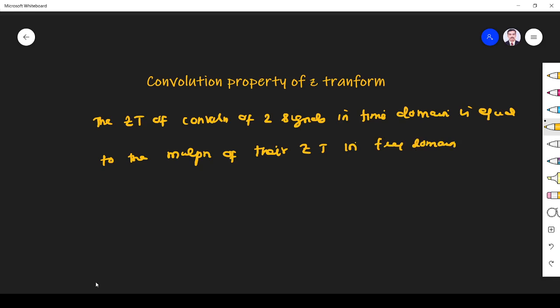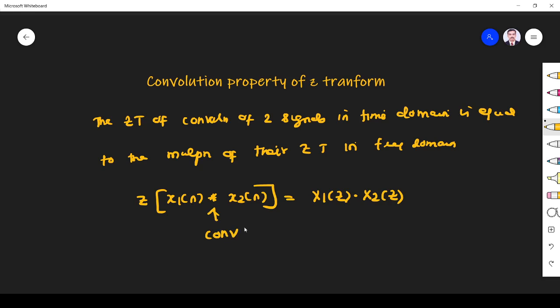Fine. What is that? Let us assume we have two signals x1 of n and x2 of n. The Z transform of convolution of two signals is equal to multiplication of their Z transforms. What is the Z transform of x1 of n? X1 of z multiplied by X2 of z. So the transform of convolution between two signals, this is convolution, is equal to multiplication of the individual Z transforms. This is multiplication. So Z transform converts convolution into multiplication.